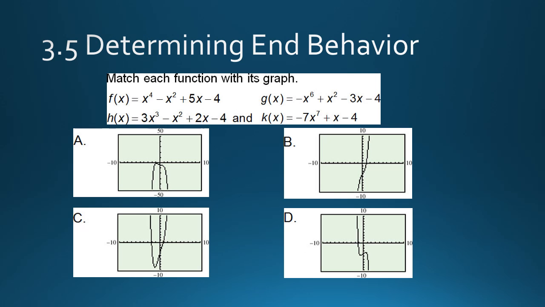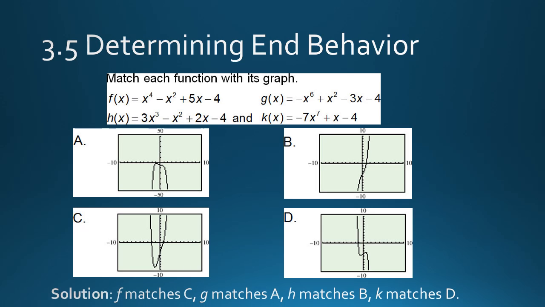See if you can match each function with its graph. Now don't graph these on your calculator. Use what you have already seen as far as graphs go. Use the information about how the graph is going to look when it's even or odd power and when that first term is positive or negative. Pause the recording, see if you can match them, and resume the recording to check your answer. Okay, you should have matched function f with graph C, function g with graph A, function h with graph B, and function k with graph D.